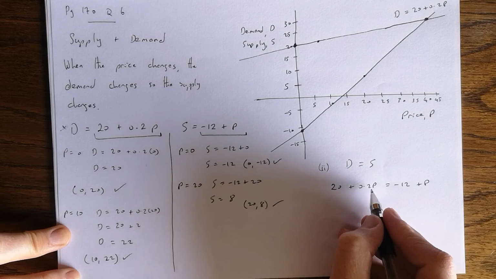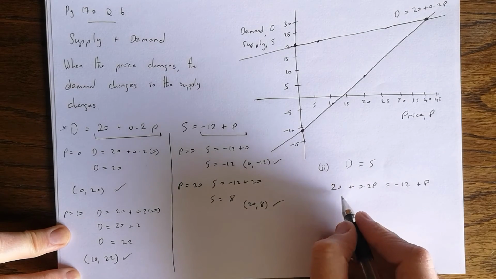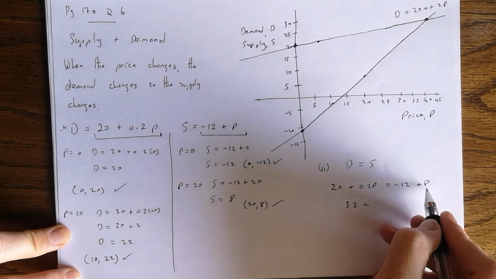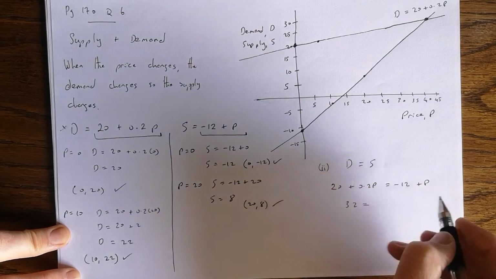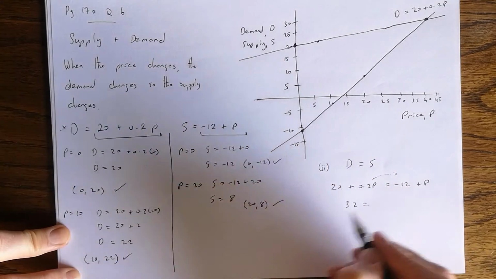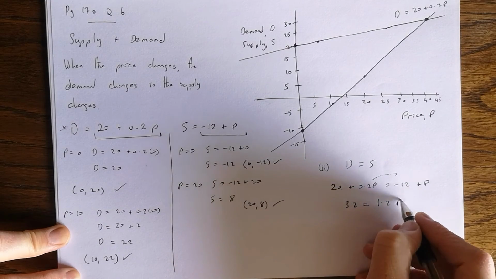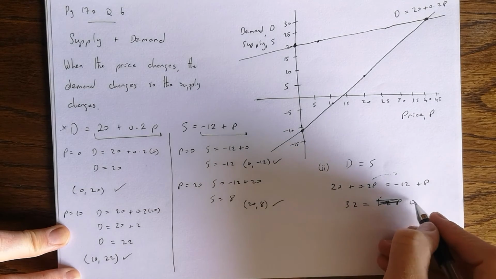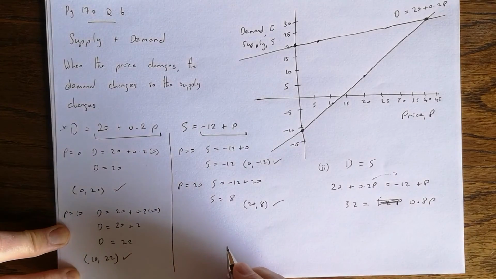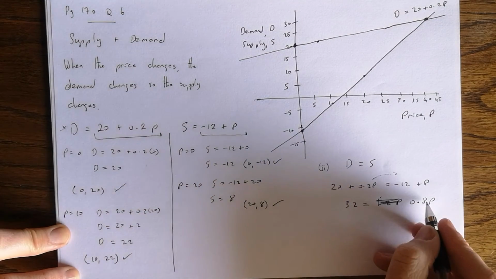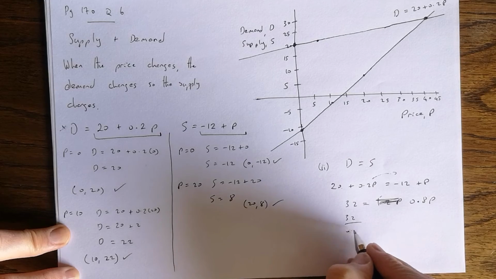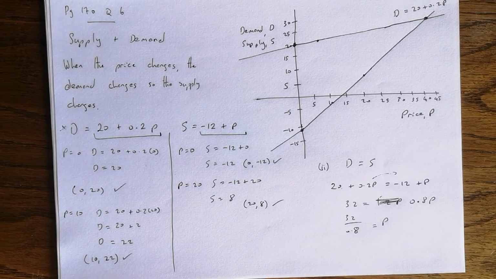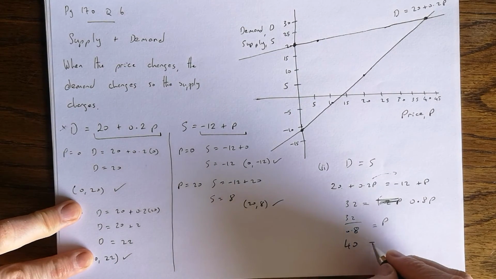So I've got 20 and then minus 12, so that'll be 32 on one side. I've got 1p plus 0.2p. Actually, I've done it wrong. That's a plus 0.2p there, so it's going to be a minus over here, so that's going to actually be 0.8p. So to get p, it's going to be 32 divided by 0.8 will equal p. 32 divided by 0.8 is 40. So 40 is equal to p.